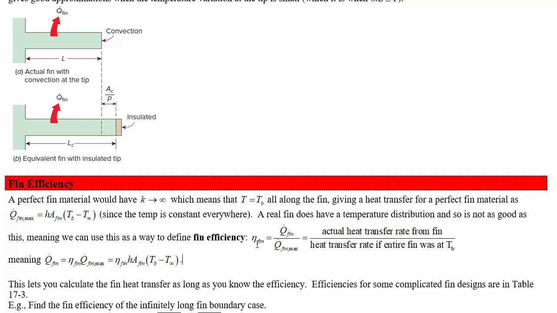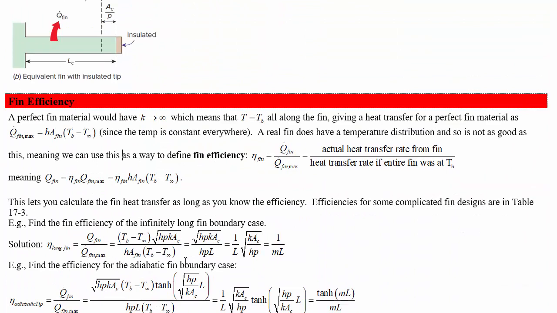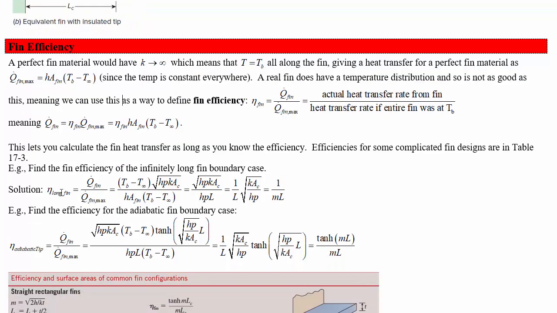So again, fin efficiency is the ratio of the actual heat dissipation by the fin to the heat dissipation the fin would have if it was all at the base temperature. All right, so once you've got this idea, you can substitute in the temperature distributions we just had and the total heat dissipations that we just calculated for, say, the long fin, and find out that efficiency is 1 over mL, or for the adiabatic tip, tanh of mL over mL. These both have the property that as length gets longer, the efficiency goes down.